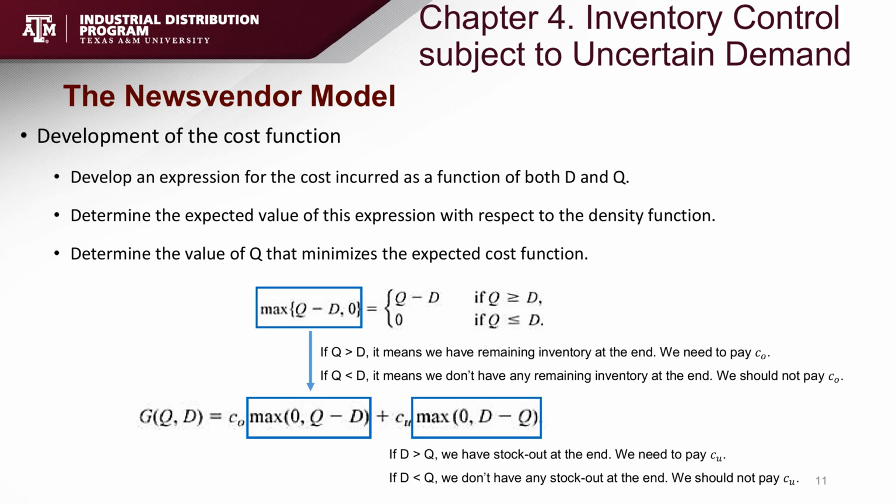All right, now we write cost as a function of both the demand D and our order Q. Picture the two cases. If Q lands above demand, the term max of Q minus D, 0 grabs the leftovers and we pay overage. If demand lands above Q, the term max of D minus Q, 0 grabs the shortage and we pay underage. Only one can be positive in a given week. Stack them together and cost is G of Q, D equals C sub O times max of 0, Q minus D, plus C sub U times max of 0, D minus Q. That's the engine of the model.